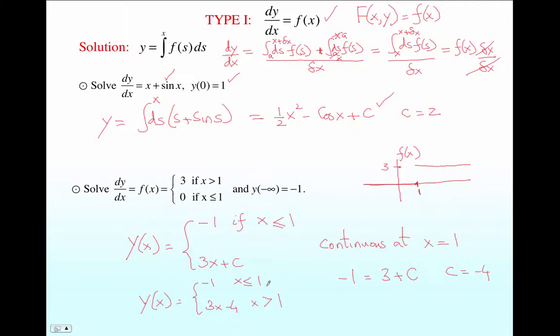You see that at x equal to 1, y is minus 1 coming in from the left, and y of x is minus 1 also coming in from the right. So here is what the function looks like. So here it is minus 1 all the way here, and then it starts increasing with slope 3, and that is then the solution of this differential equation with this initial condition.